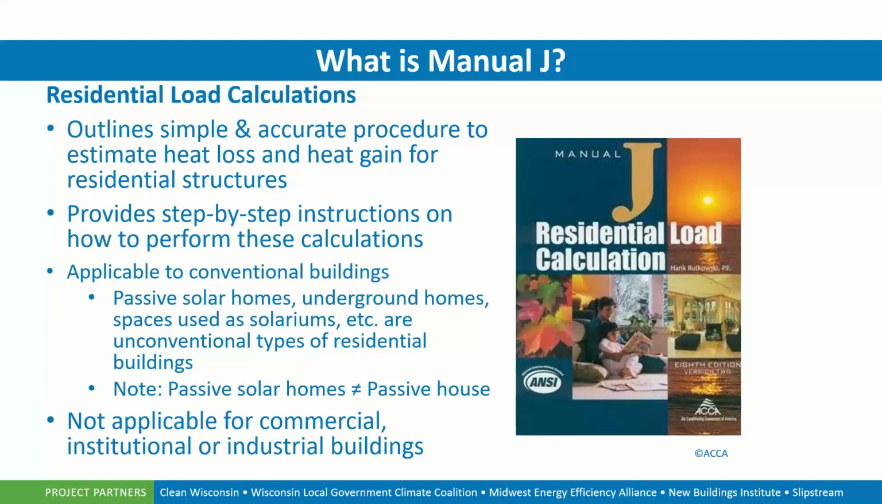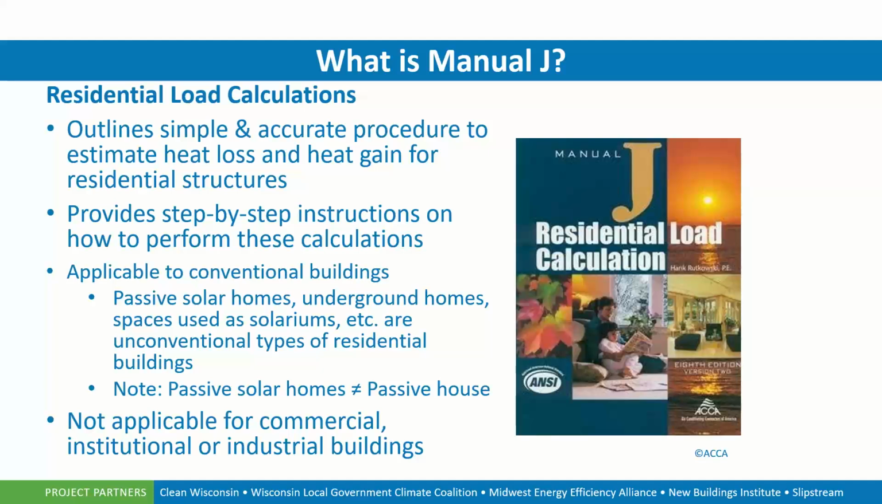Okay. This Manual J calculation is available from ACCA. They do charge for this document, and it gives step-by-step instructions on how to do the calculation process. And it's applicable to conventional building types.